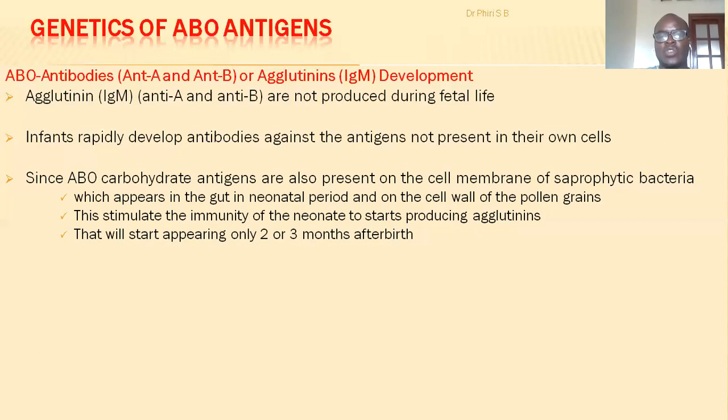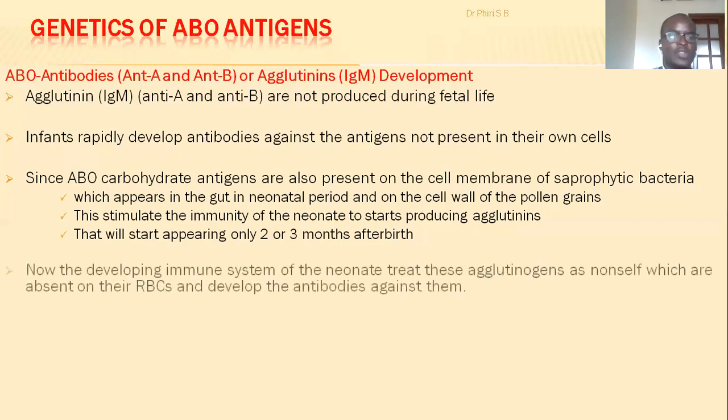So once they get into the neonate's body, the neonate will start producing antibodies against them because it can't recognize them. They're not part of their cells, so they need to defend themselves. So now the developing immune system of the neonate will treat these agglutinogens as non-self, which are absent on their red blood cells, and they'll start developing the antibodies against them, like I said.